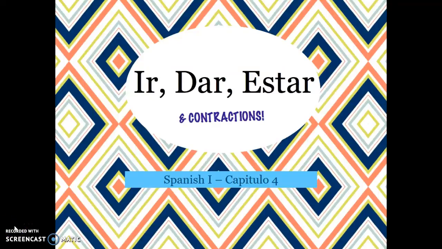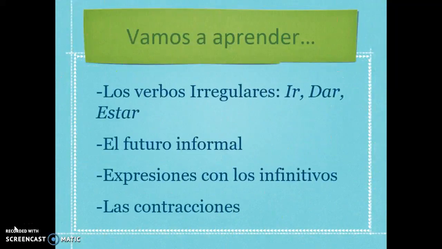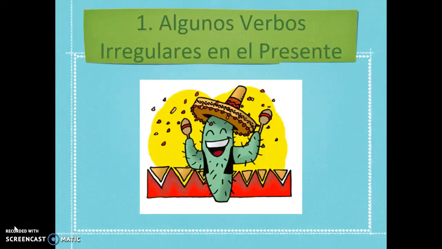Hola clase, para este video vamos a hablar sobre los verbos irregulares, ir, dar, estar, el futuro informal, las expresiones con los infinitivos y también las contracciones. So, for this video, we are going to learn about different irregular verbs in the present tense, those being ir, dar, and estar. We're going to learn about the informal future, expressions with infinitives, and also contractions in Spanish. So get your hands ready to take some notas and let's start.